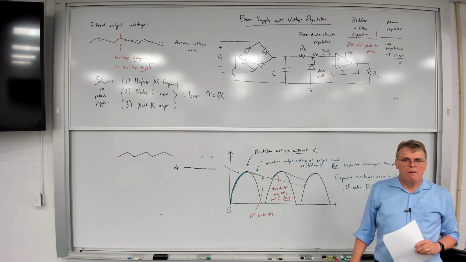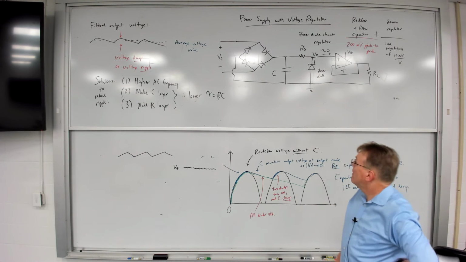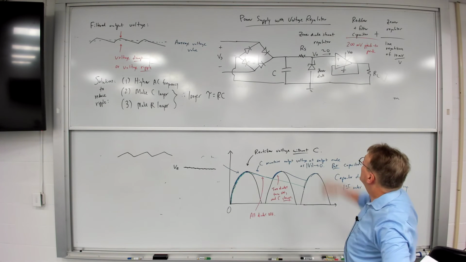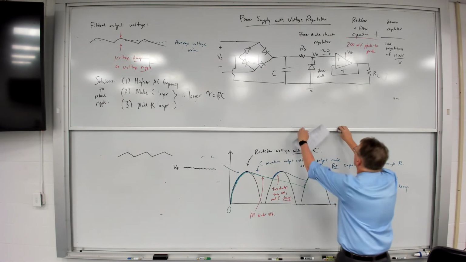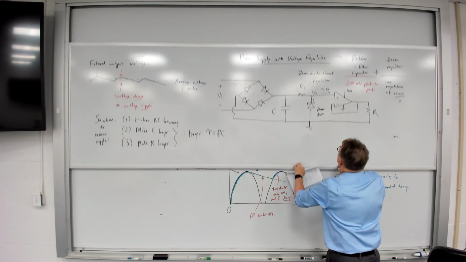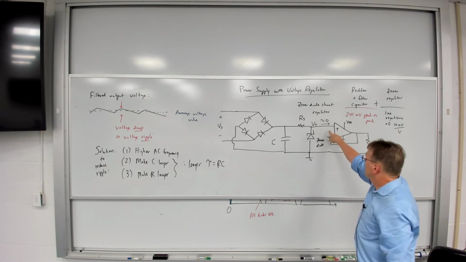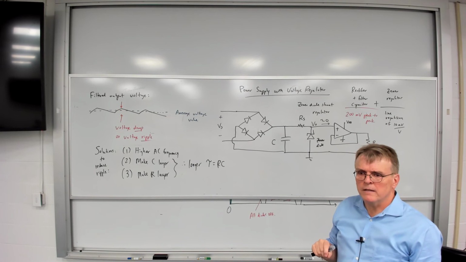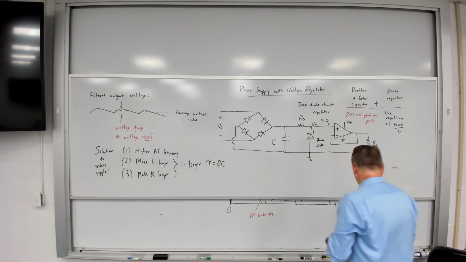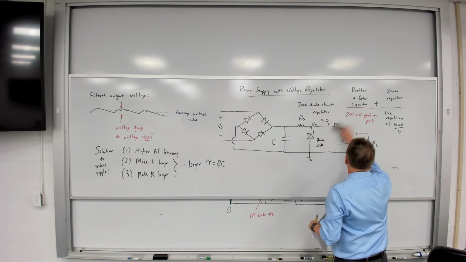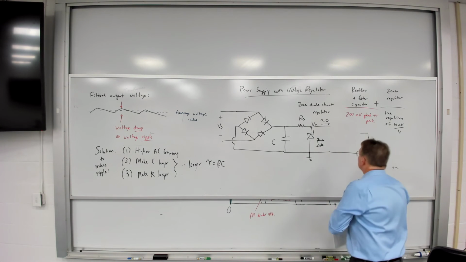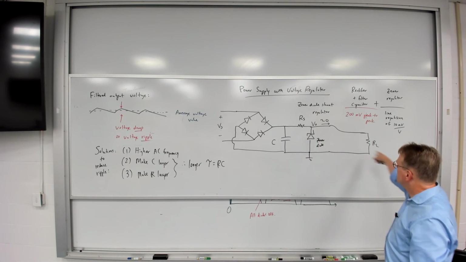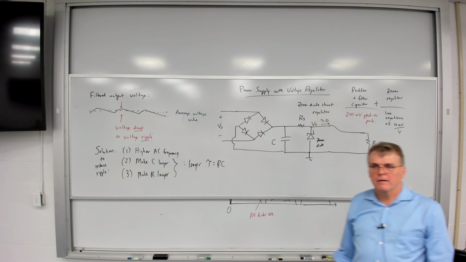Questions? Up here? Before I inserted the op amp, I see what you're saying. Yeah, before I inserted the op amp, I had that. So I connected the load resistor directly to the output of the Zener regulator.